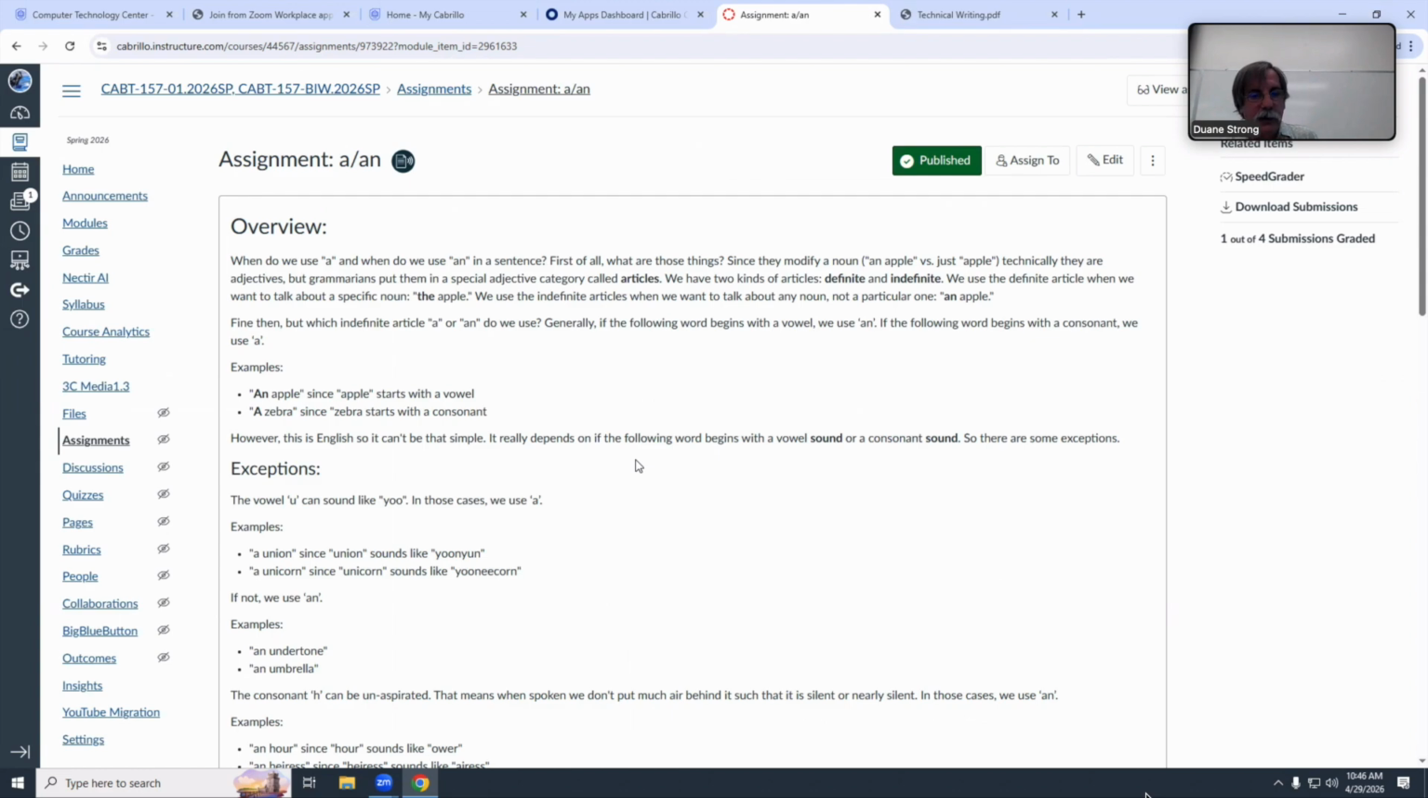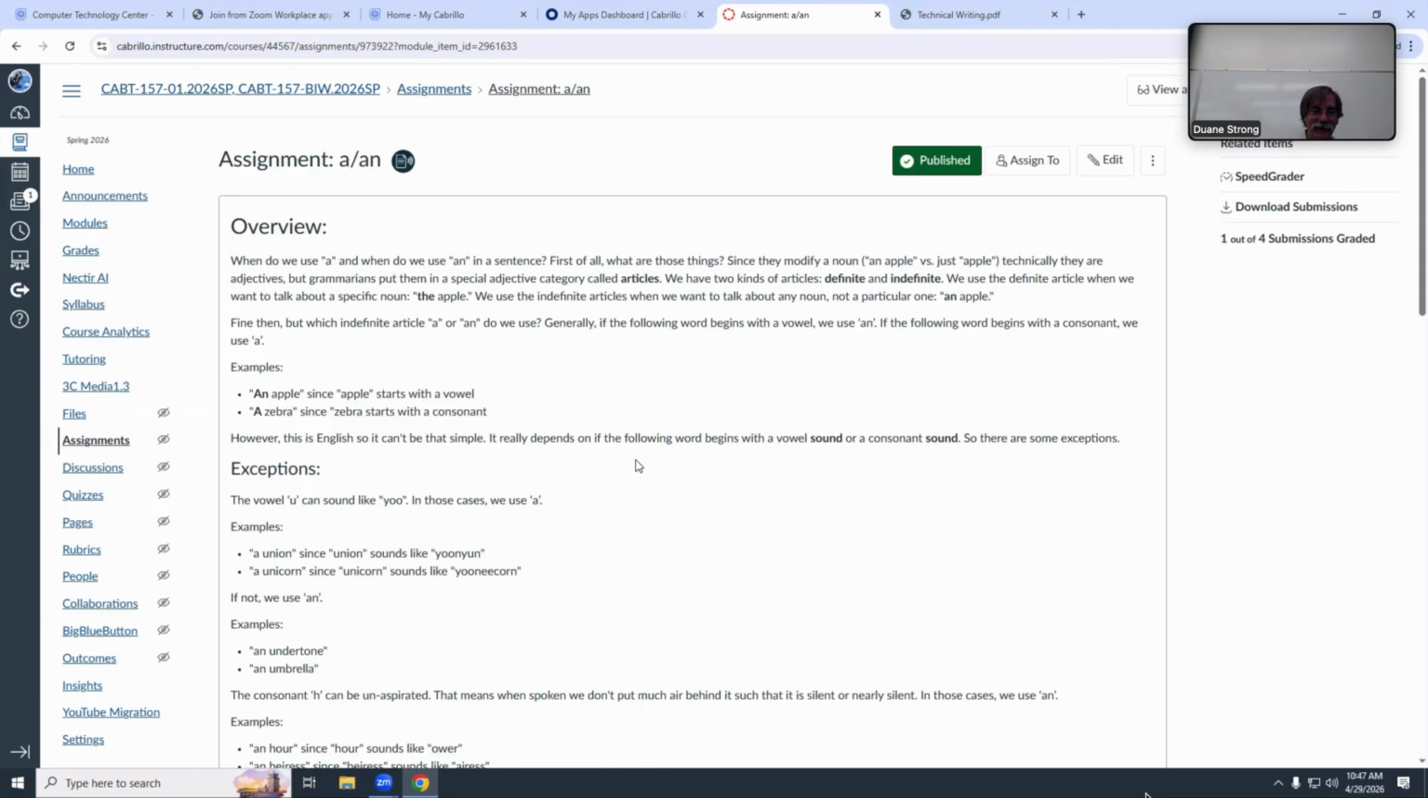Well, generally speaking, it depends on the word that follows. If the word that follows begins with a vowel, we use an. If the word that follows begins with a consonant, we use a. Here's some examples. An apple, since apple starts with a vowel. A zebra, since zebra starts with a consonant, z. Okay, done, right? Of course not.